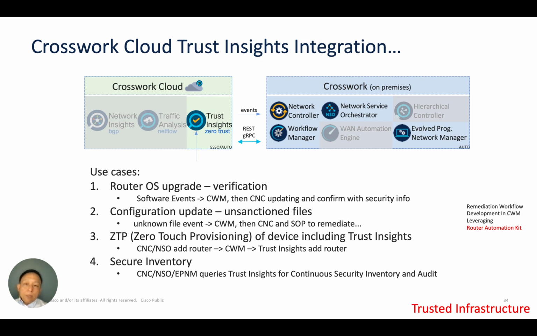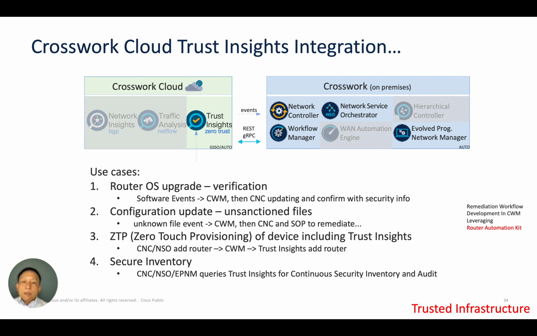And Trust Insights can be integrated in that, so that when some people do an OS upgrade, that's a software event in Trust Insights, and then this can be sent to the Crosswork Workflow Manager, and then CNC updating and confirming the security with the security information. So this is how we can do confirmation, so that it's a third party that does the verification. So this way you know exactly, and then we have a log of it. And then also configuration update, unsanctioned files, and these are other events they can do.